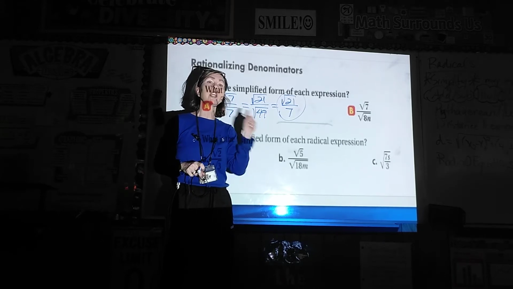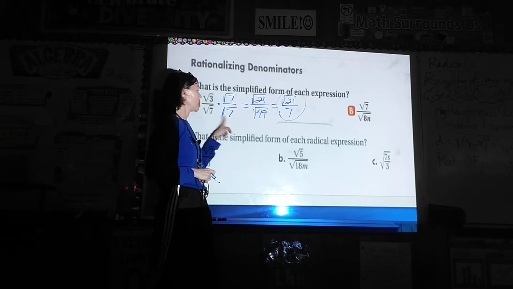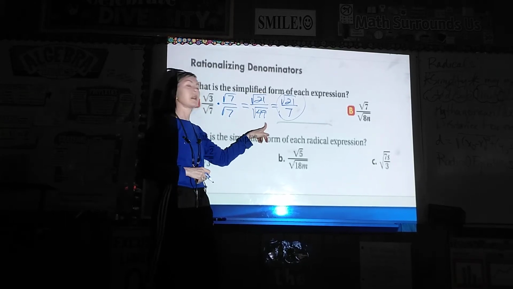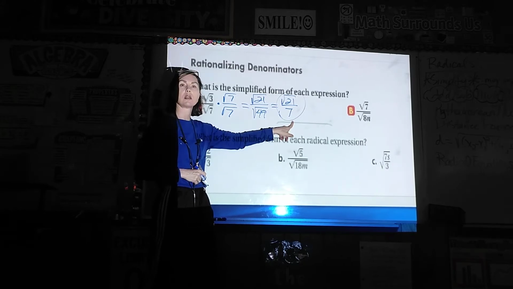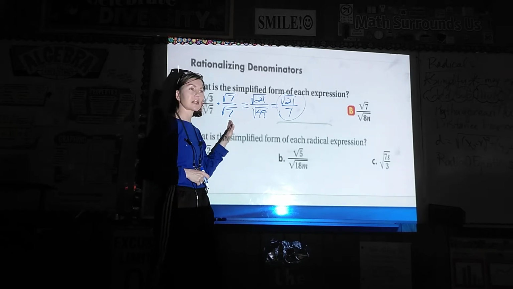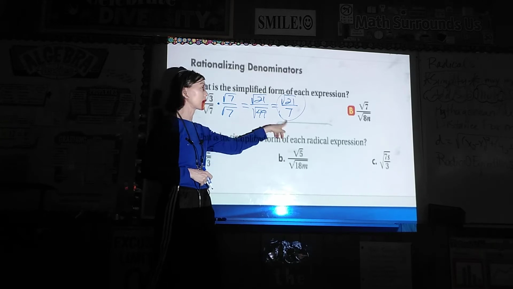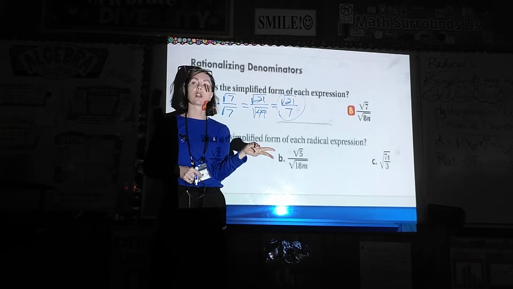Number 1, look at the pattern, okay? Look at this. Radical 7 times radical 7 gave me the square root of 49. And what's the square root of 49? 7. So do you guys see the pattern? That when you multiply anything by itself, it's a perfect square, and it will give you what you originally had without the radical. Okay?